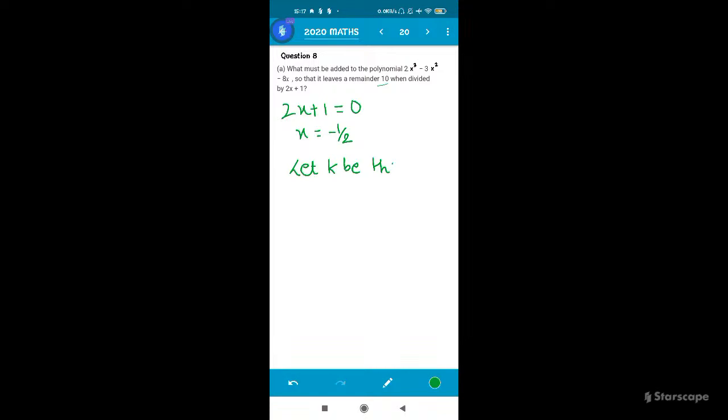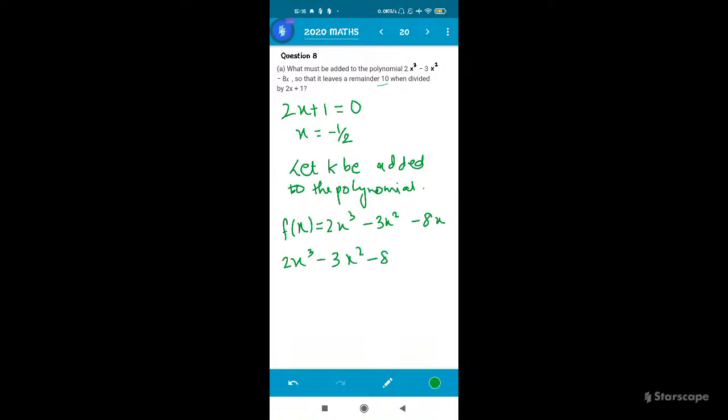We can consider any other variable, but let k be added, that would be better. Let k be added to the polynomial. So our f(x) was already given as 2x cube minus 3x square minus 8x. Now if we are adding k to it, we are getting 2x cube minus 3x square minus 8x plus k. So now if this polynomial is divided by 2x plus 1, we are getting the remainder as 10.